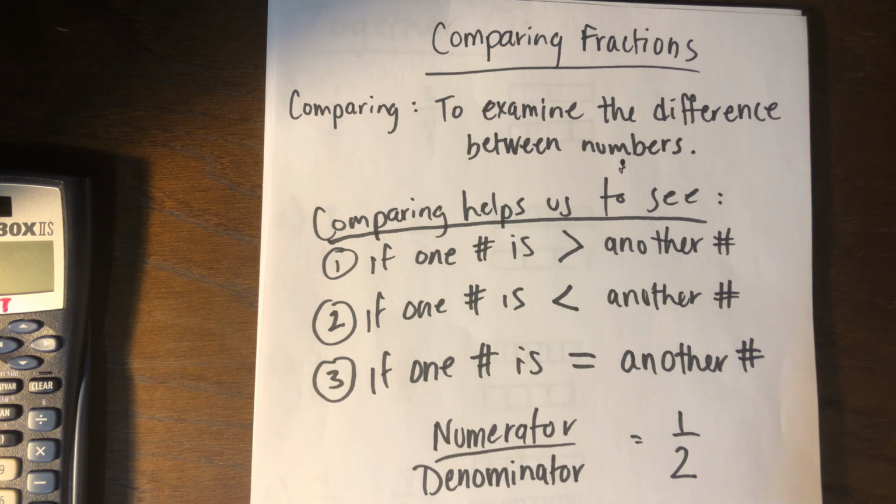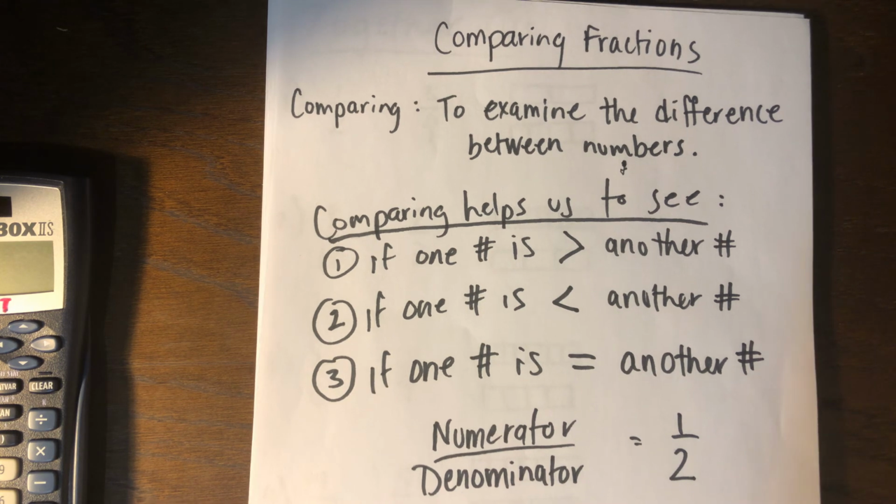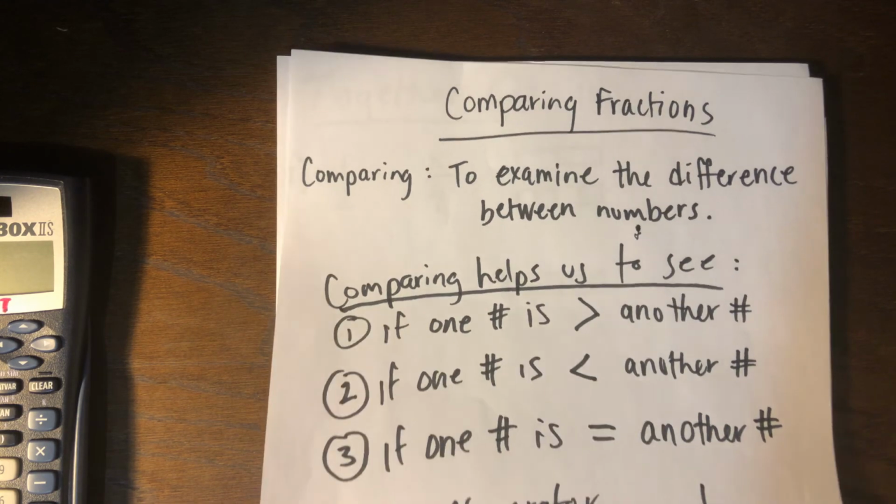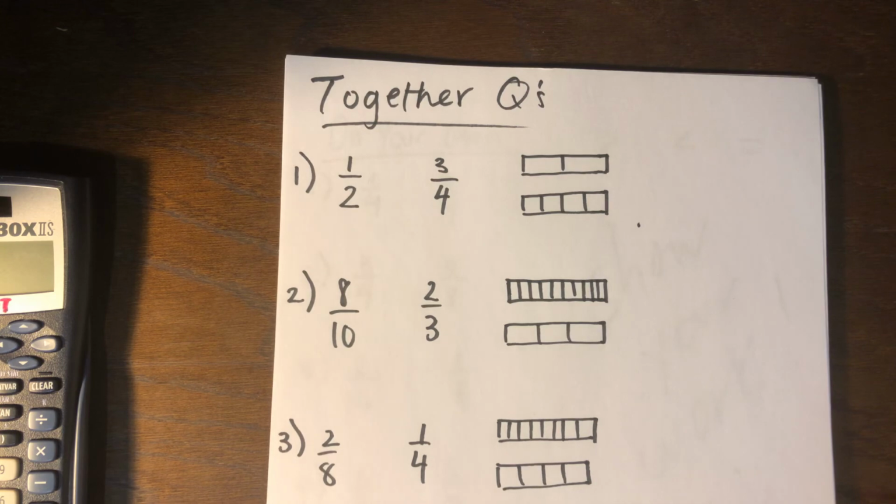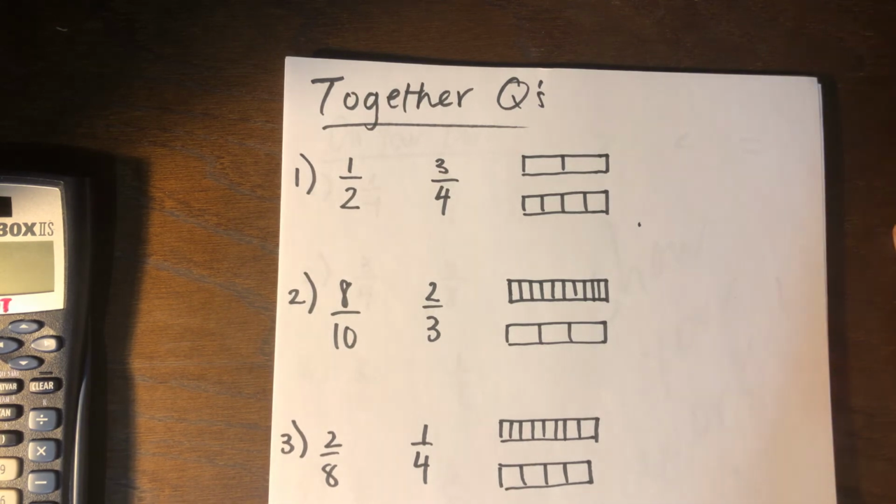So what we're going to do now is get into the together questions. On your worksheet, it's labeled together questions. We're going to do these questions together. And then there are the on your own questions, and you're going to do those on your own. Let's look at the together questions. We have 1/2 and 3/4.